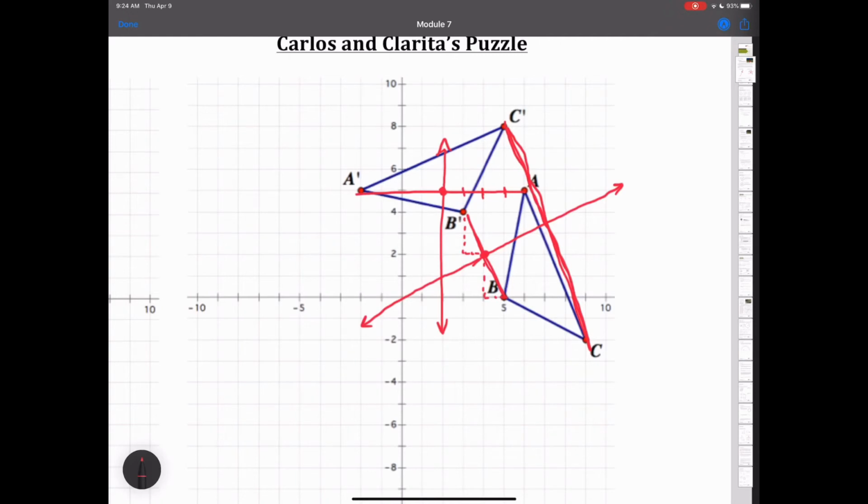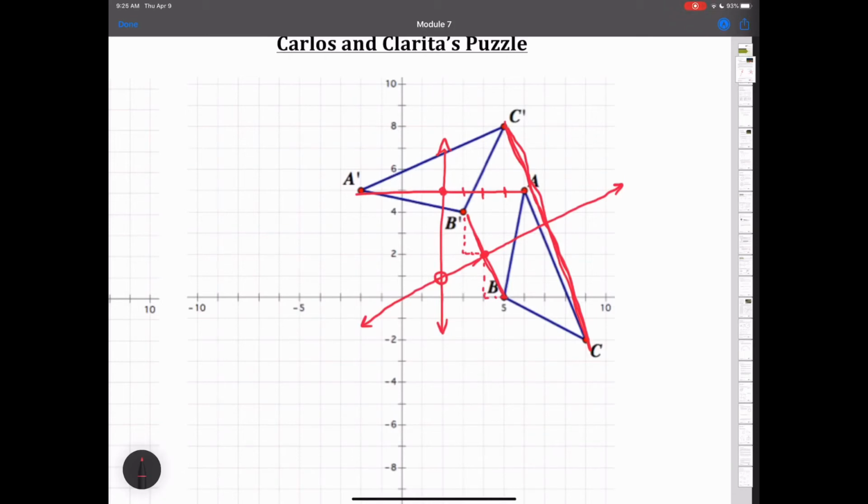Aha! So the rotation for A and A prime could be anywhere along this line. But if you're seeing what I'm seeing, these two lines intersect at one point so far. Now, let's see if C and C prime do the same thing. If they have a perpendicular bisector, it will also land at this point, okay?